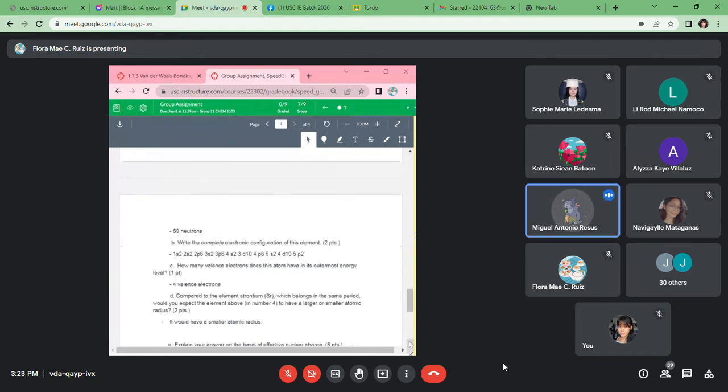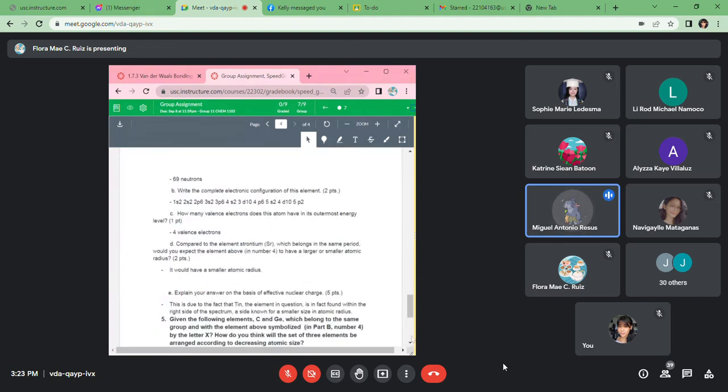We answered 69 neutrons. For B, it reads: write the complete electronic configuration of this element. The answer that we have written out would be 1s2, 2s2, 2p6, 3s2, 3p6, 4s2, 3d10, 4p6, 5s2, 4d10, and 5p2. For C, how many valence electrons does this atom have in its outermost energy level? We answered 4 valence electrons.